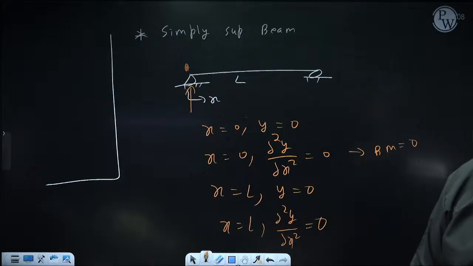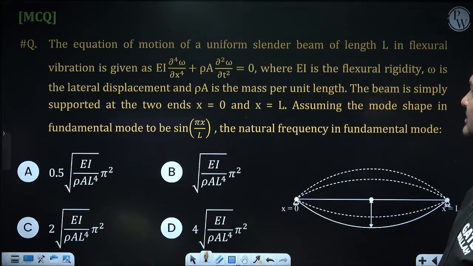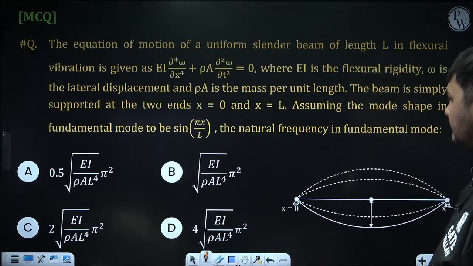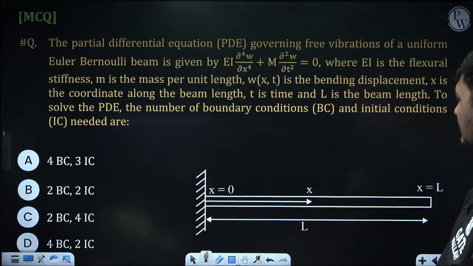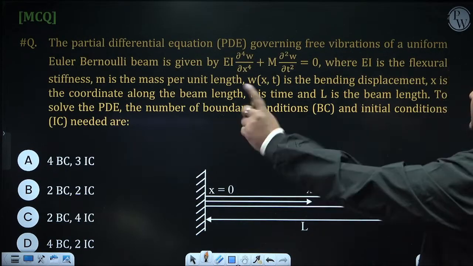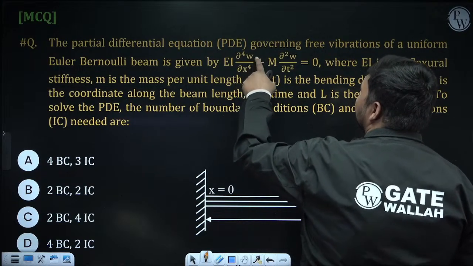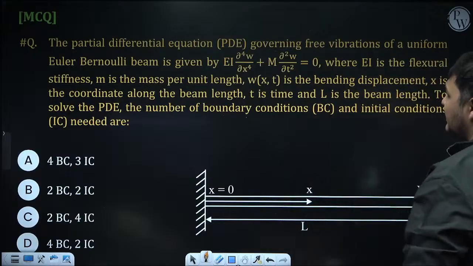Okay, clear? Sometimes a question will come in which the examiner will ask for these boundary conditions. Like, first I am solving this question because here I am asking for the boundary conditions. These are partial differentials. Here, instead of y, I am representing deflection as W. That is just the notation.